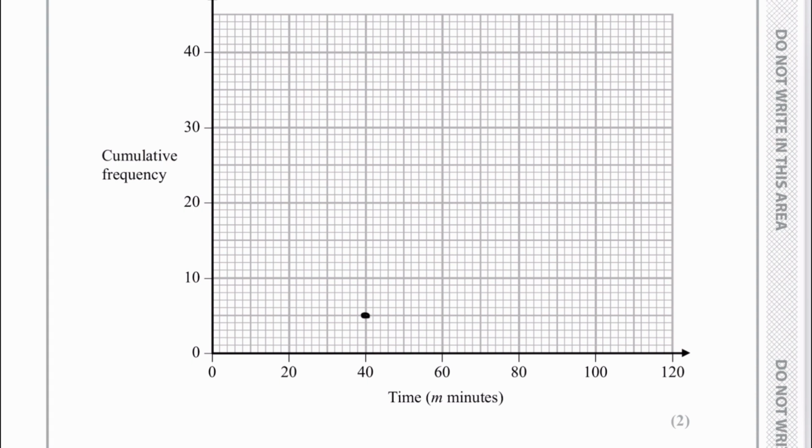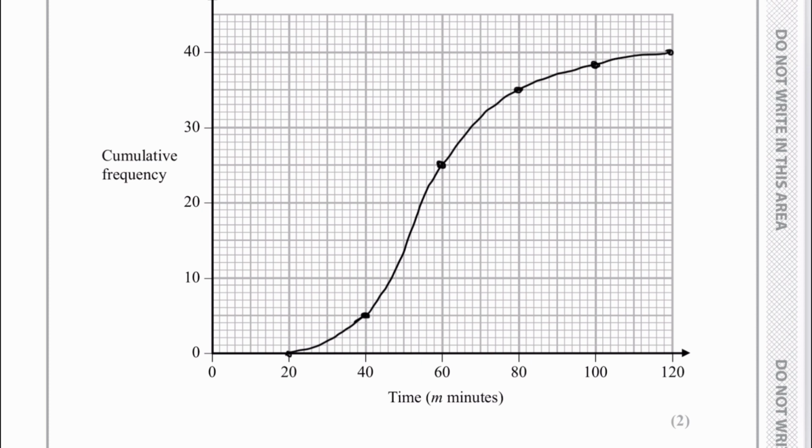So 40 to 5, okay, and then I've got 60 to 25, so that's going to be here, and then I've got 80 to 35, which is going to be there, and then 100 to 38 is going to be there, okay, and then I've got 120 to 40, which is there, and what you'll actually get out of this is a nice smooth curve that looks something like that.